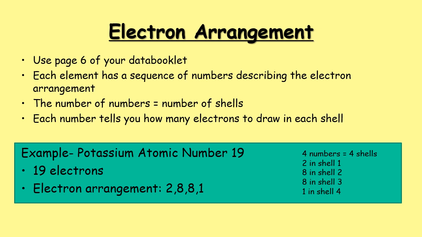So if we look at potassium, it has an atomic number of 19 and it has 19 electrons. The electron arrangement is 2, 8, 8, 1. There are four numbers, so that would mean when we're drawing potassium, we would need to draw four shells. In the first shell, that's the one closest to the nucleus, we would put two electrons. We would draw 8 in the second shell, 8 in the third shell, and 1 in the fourth shell, what we would call the outer electron shell.